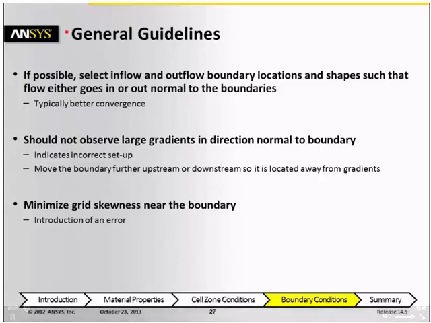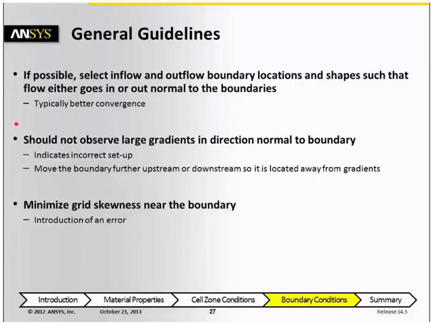In the last few slides, we've seen how you can input boundary conditions in Fluent, but another important aspect of boundary conditions in CFD is where to locate the boundaries of the domain. There are a few general guidelines that can help with this. If possible, the inflow and outflow boundary locations should be selected so that the flow goes either in or out normal to the boundaries. This is not a mathematical requirement, but it typically results in better convergence of the simulation.